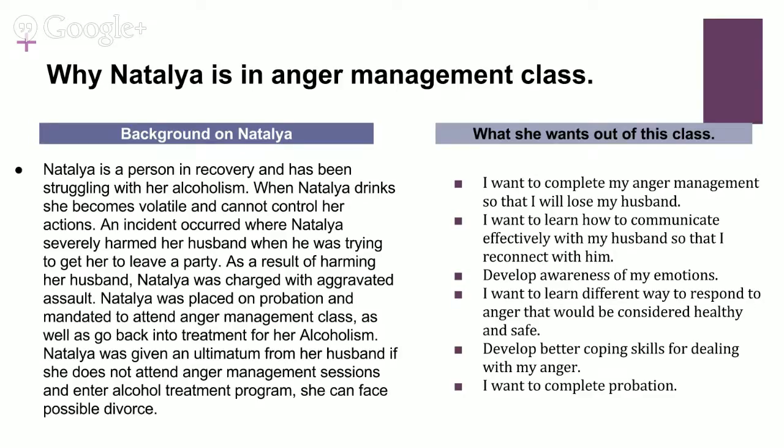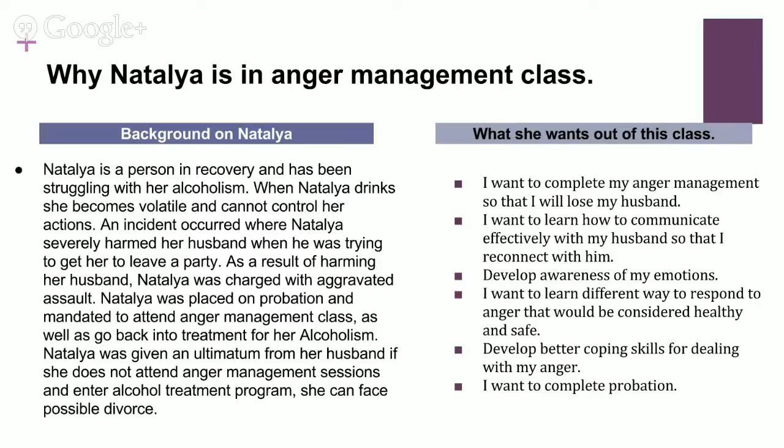Why Natalia is in anger management class. Natalia is a person in recovery and has been struggling with her alcoholism. When Natalia drinks, she becomes volatile and cannot control her actions. An incident occurred where Natalia severely harmed her husband when he was trying to get her to leave a party. As a result of harming her husband, Natalia was charged with aggravated assault.